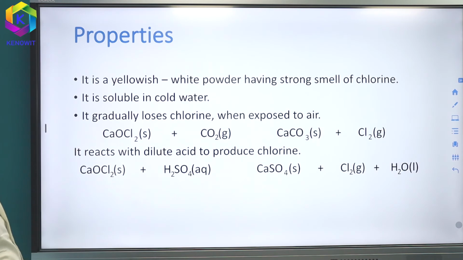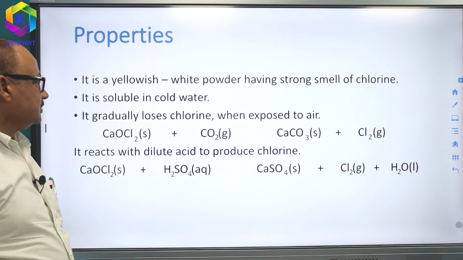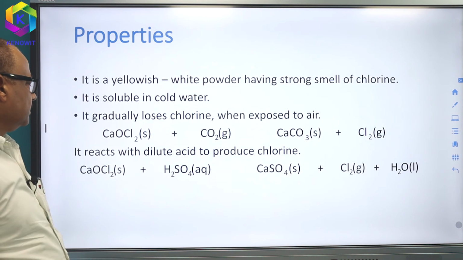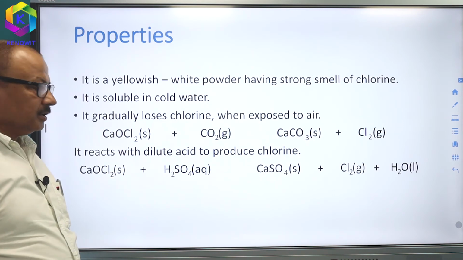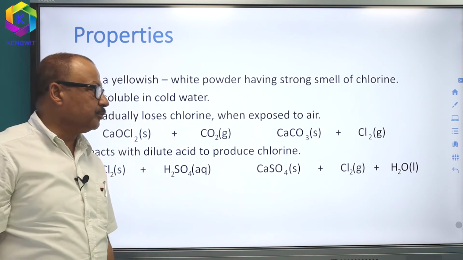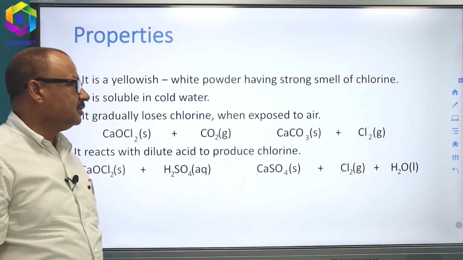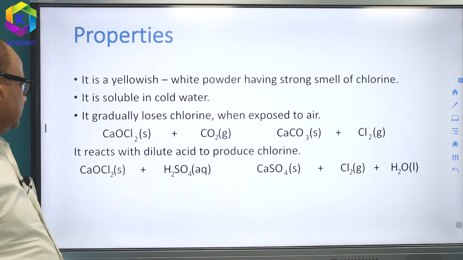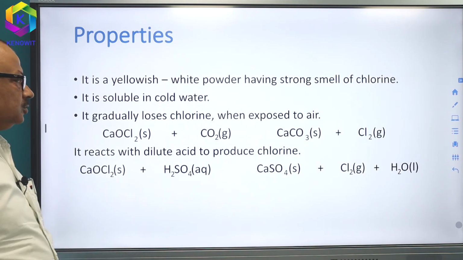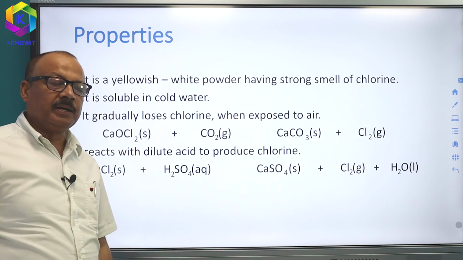Then properties. It is a yellowish white powder having a strong smell of chlorine, soluble in cold water, and gradually loses chlorine when exposed to air. It means when bleaching powder is exposed to air, it combines with carbon dioxide present in the air and is converted into calcium carbonate, and chlorine gas is evolved. That is why a strong smell of chlorine is noticed. It reacts with dilute acid to produce chlorine. Like bleaching powder, or calcium oxychloride, combines with sulfuric acid, gives calcium sulfate, chlorine plus water.